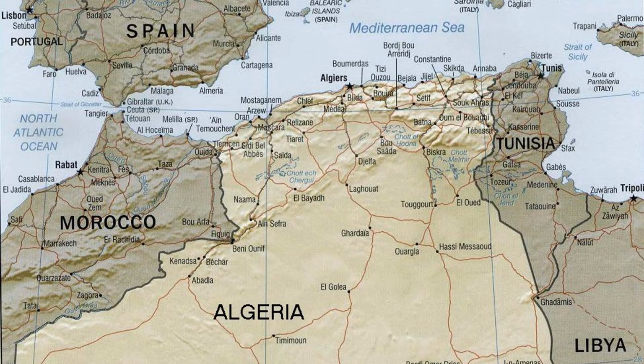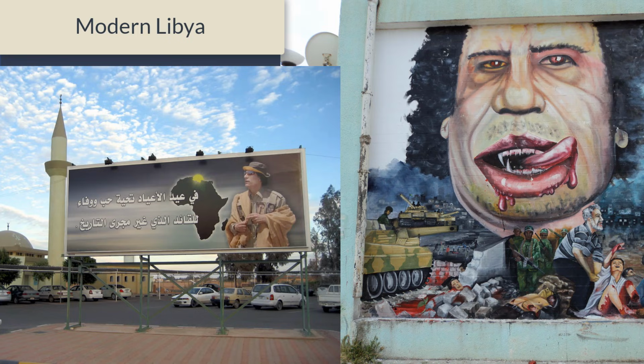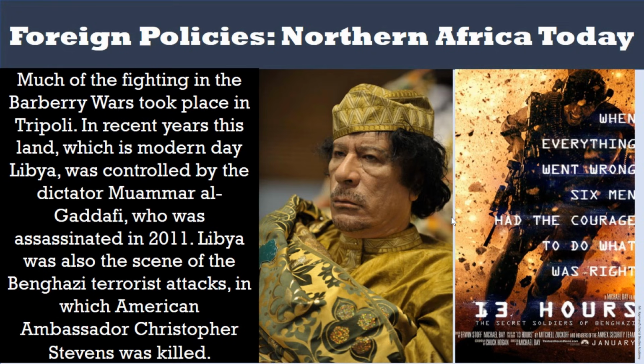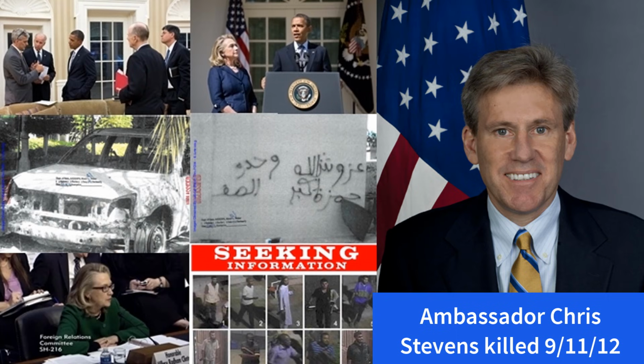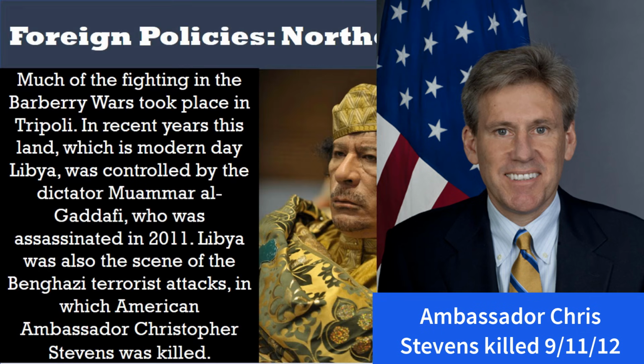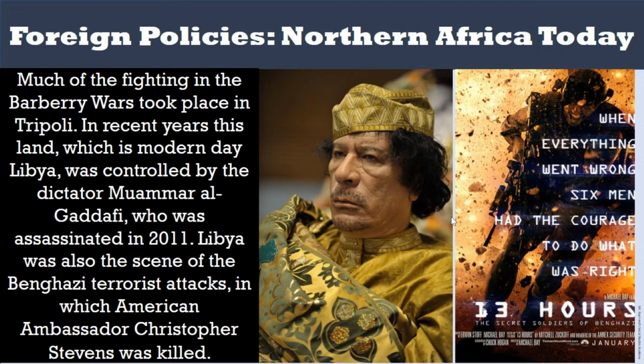Much of the fighting in the Barbary Wars took place in Tripoli, and in recent years this land, which is modern-day Libya, was controlled by a dictator, Muammar Gaddafi, who was assassinated in 2011. And Libya was also the scene of the Benghazi terrorist attacks in which American ambassador Christopher Stevens was killed. The history of Northern Africa has long been a challenging one that you'll learn more about.